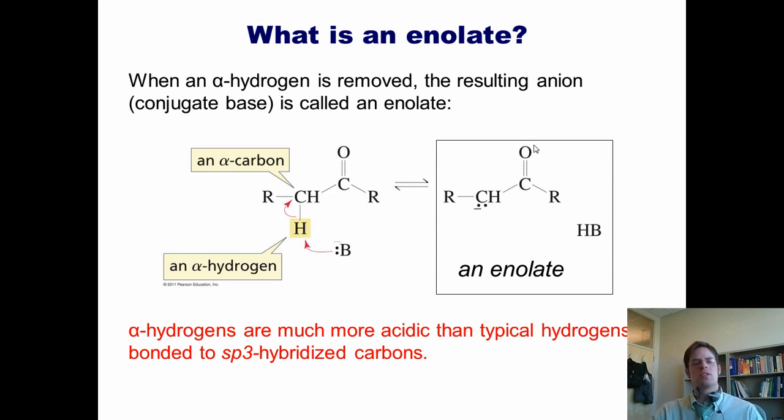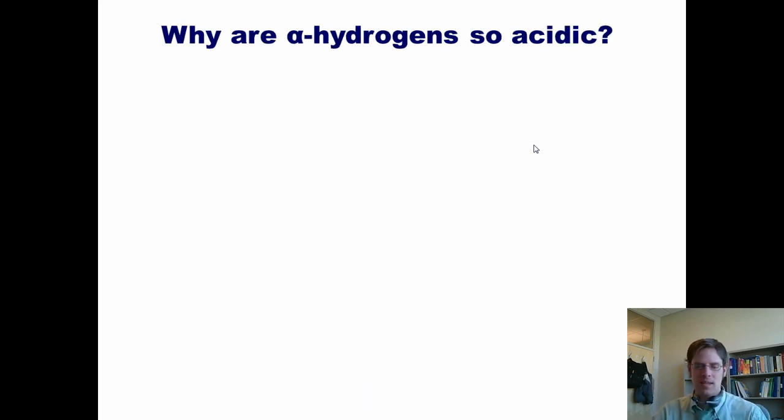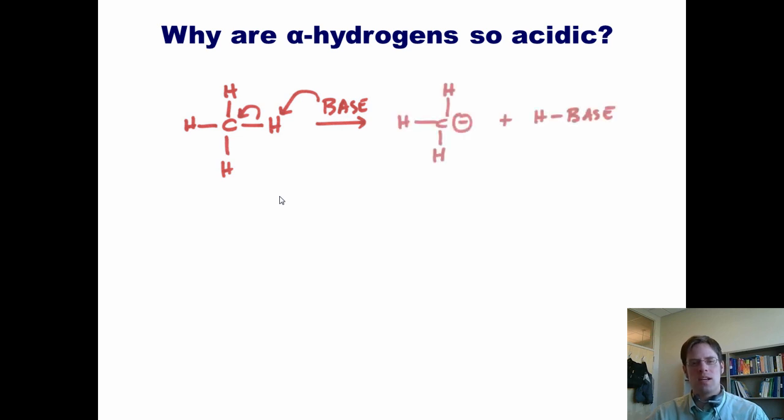Now, alpha hydrogens are much more acidic than typical hydrogens bonded to sp3 hybridized carbons. Why, you may ask? Well, I'm going to tell you. Let's analyze this by looking at another one of my magical animated drawings. If we have a hydrogen bound to a typical sp3 hybridized carbon, as is found in methane, shown here, and a base removes that hydrogen, you'll notice that the conjugate base is this negative charged species, with the negative charge being localized on that carbon.